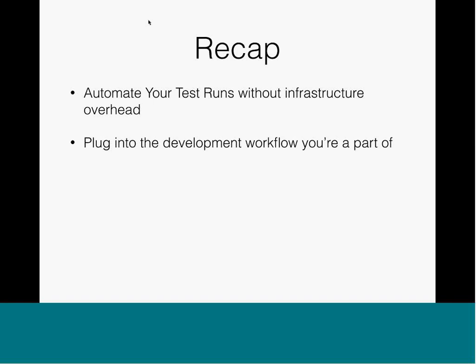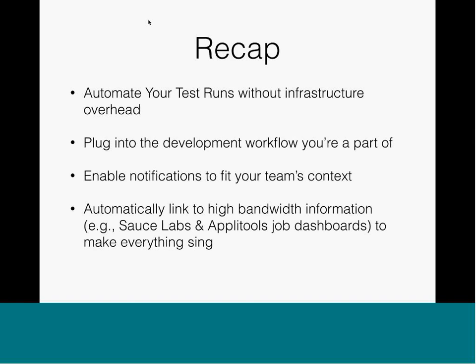And if that were successful, then you would run these tests, and then enable notifications to fit your team's context. So most people use Slack for chat nowadays. There's a Slack plugin within Jenkins: you just go into the plugin manager within the settings of Jenkins, install it, and then plug in your Slack chat information. So that's one example of how to easily enable notifications for your team.